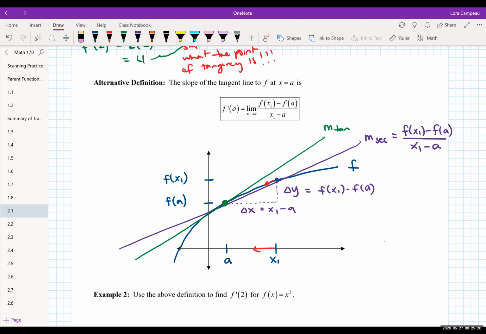And let me label this as just the tangent line. And let me make sure that you're clear that this new formula is nothing really new. It's just another way to think about the points, but it is giving you the slope of the tangent line.